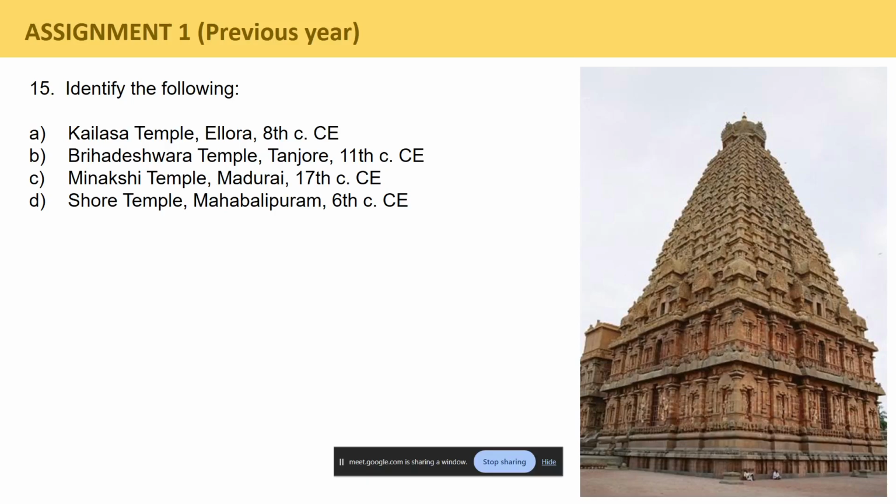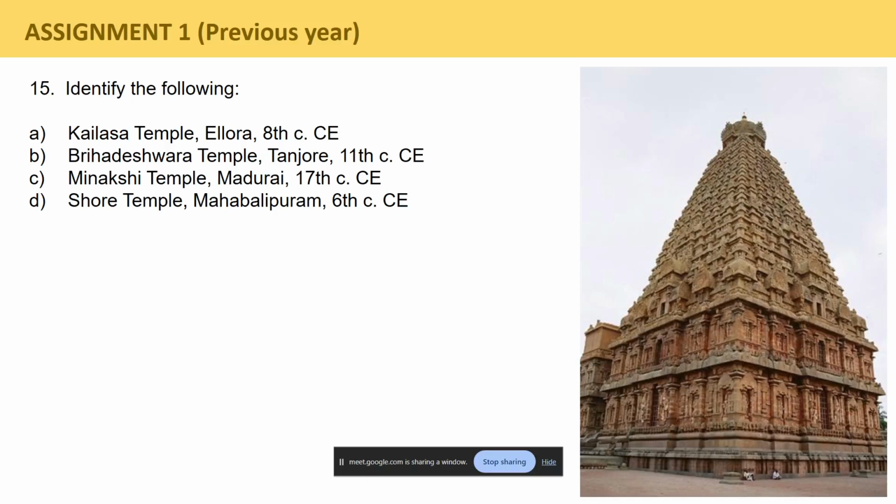So this is Brihadeshwara temple in Tanjore, 11th century CE. It was built by Thanjai Periyar Koval. It is a Shiva Hindu temple in Chola architectural style, and it's located in Tanjore, Tamil Nadu right now. It is one of the largest Hindu temples and a big example of Tamil architecture. It's also a UNESCO World Heritage Site.